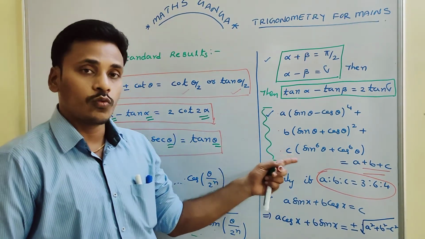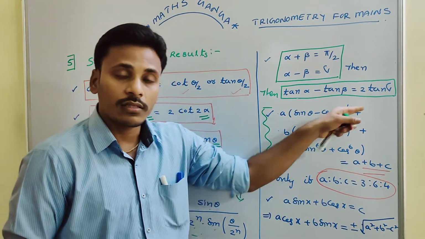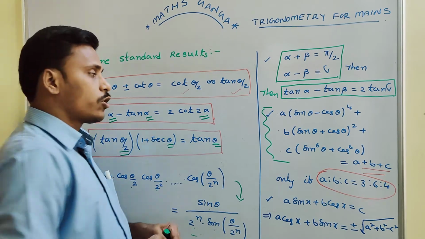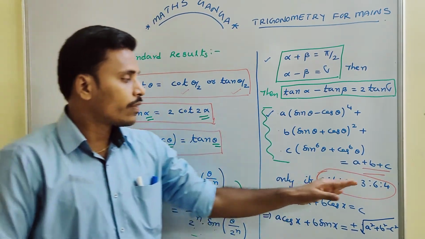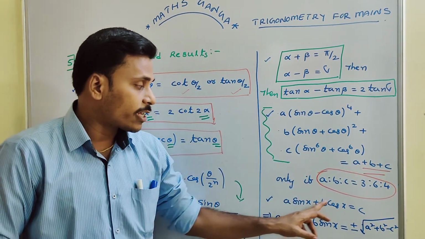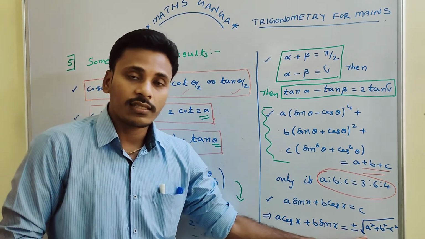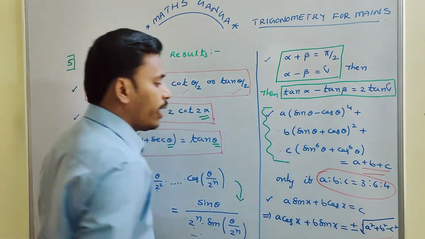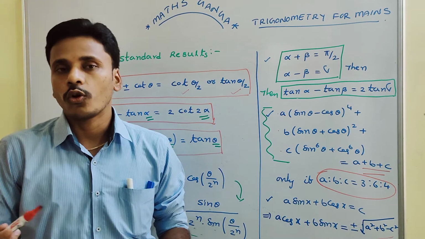Right? You need to memorize this one also. Sin theta minus cos theta power 4, sin theta plus cos theta whole square, sin power 6 theta plus cos power 6 theta is just equal to the sum of these coefficients if the coefficient ratio is 3 is to 6 is to 4. And at the end, the simple result: if A sin x plus B cos x is equal to C, then A cos x plus B sin x is plus or minus root of A square plus B square minus C square. This is also helpful to solve some other questions, right?